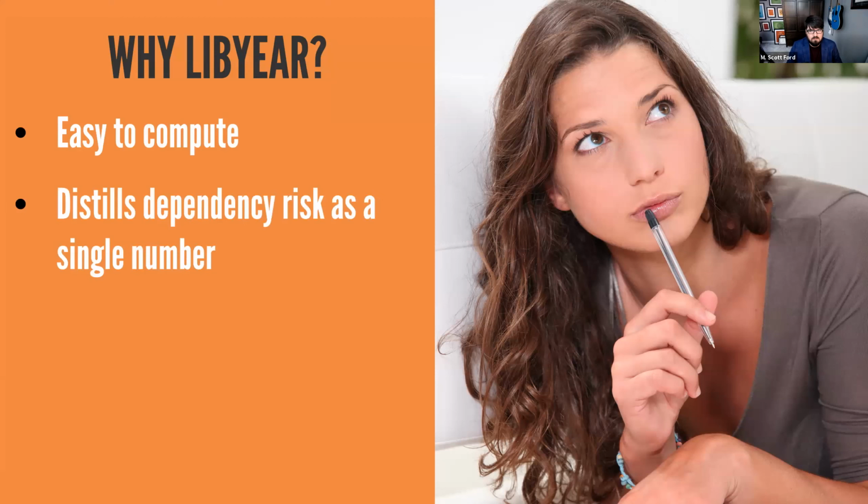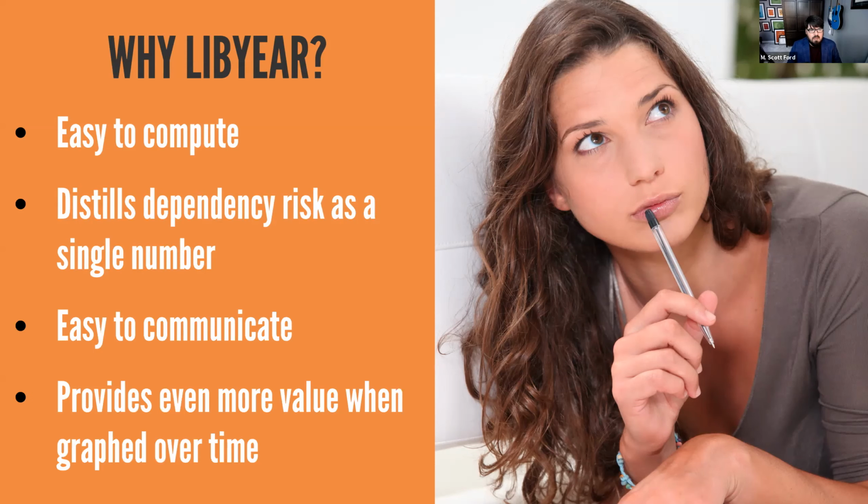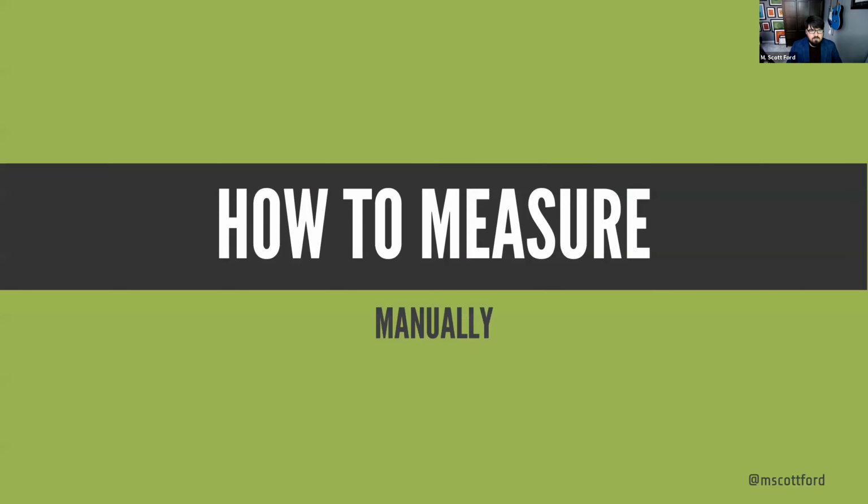So why LibYear? Out of all the different ways that we could measure this problem, why LibYear? Well, it turns out it's very easy to compute, and it distills the dependency risk down into just a single number. So you have just one number that you're able to communicate, and it can provide even more value when you graph it over time. I think that's pretty fascinating: because it's a single value, you can graph it.